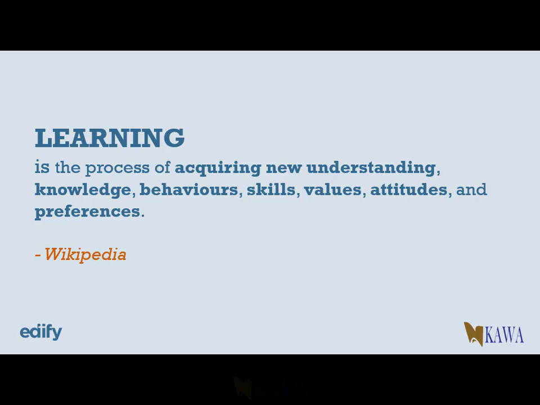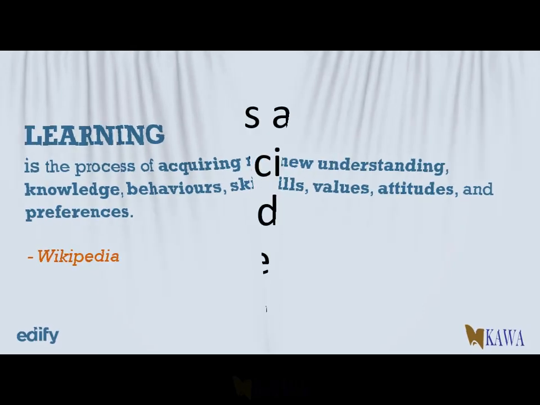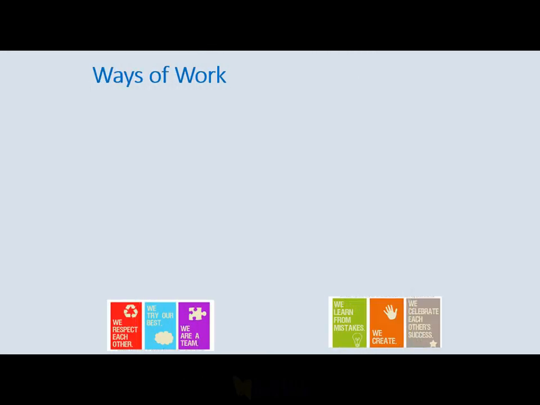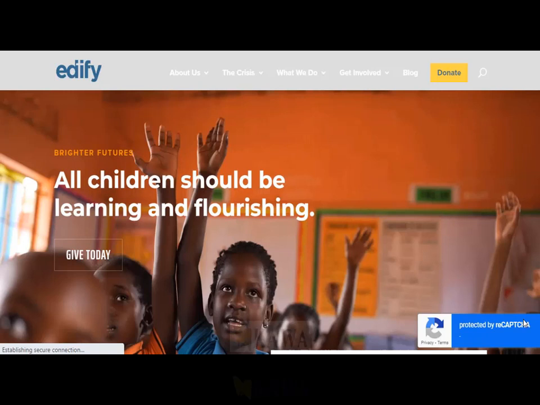Now, this is a definition from Wikipedia, which says learning is a process of acquiring new understanding, knowledge, behaviors, skills, values, attitudes, and preferences. And of course, this is what we're focusing on in as far as acquiring new ideas. And of course, we proceed to look at how we shall work. This being a video, you don't need those rules. And of course, I'll skip them.